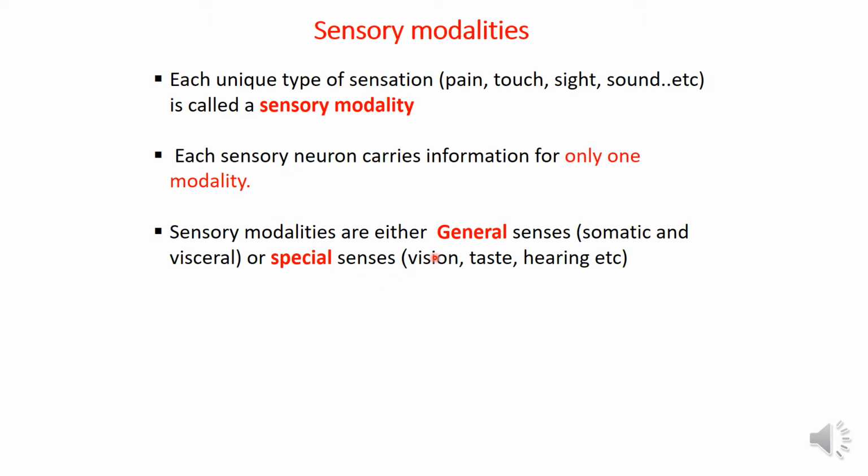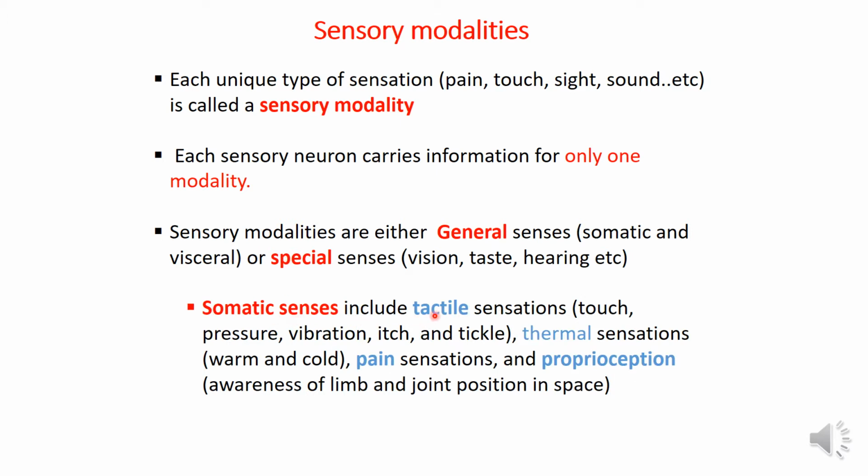Sensory modalities are either general sensation or special sensation. As we classified sensation from the start, it is classified into general and special. General includes somatic, visceral, and organic, and special sensation includes vision, hearing, smell, taste, and the sense of equilibrium.